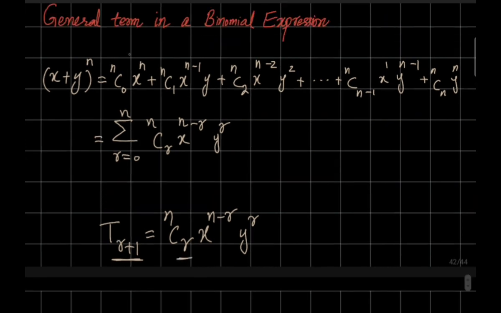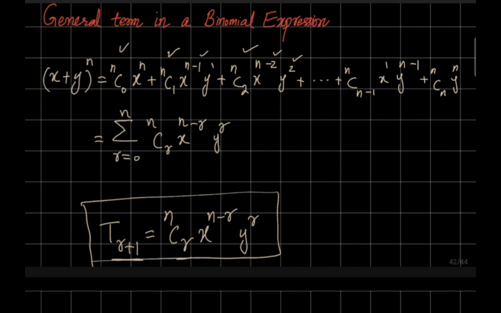You can see here, this is the first term, we have taken nC0. This is the second term, we have taken nC1, and I have subtracted 1 from n and taken power 1 of y. In the same pattern, for the third term T(2+1), I will write nC2, subtract 2 from n, and take power 2 of y. So the general term is given below. It can be used to solve many kinds of problems.